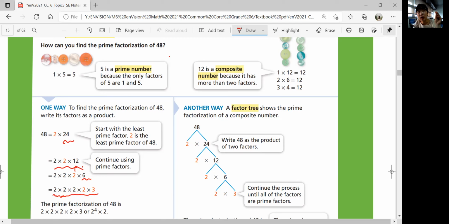And you can write that as a power. 2 to the power of 4 times 3. I think that's a typo. It should be 3. Okay.